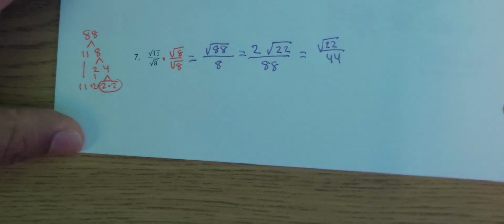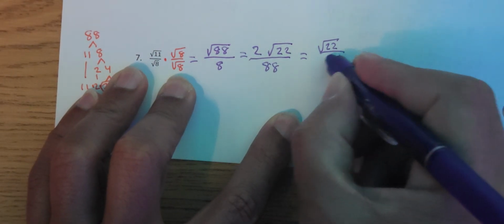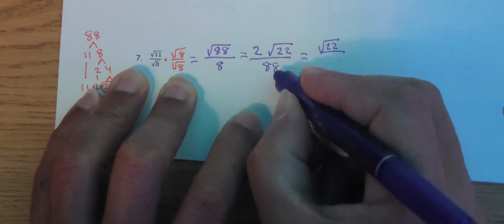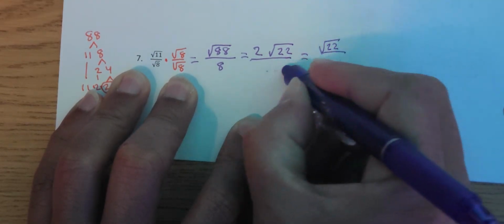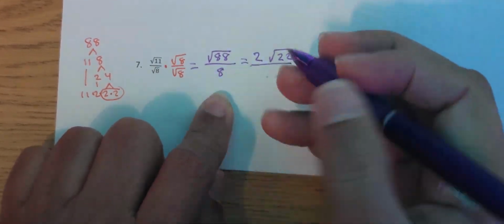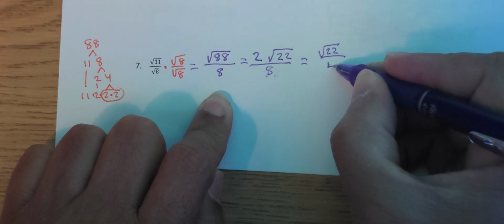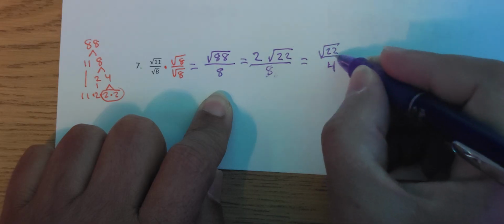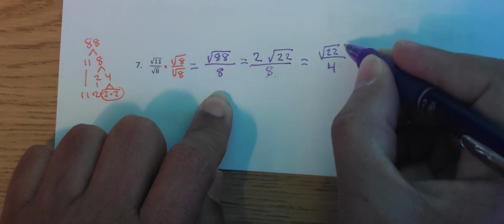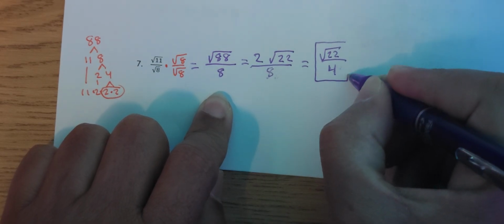Let's see. I'm sorry, I had to pause the video because this didn't make any sense, right? I don't know how I got the 88 here. I just got confused here. So there should be 2 over 8, and then 2 over 8 simplifies to square root of 22 over 4. Okay, so this is the simplest answer, and I'm sorry about that confusion.